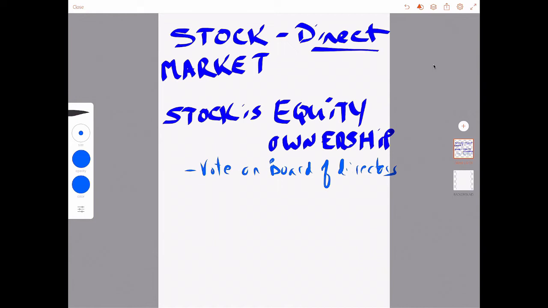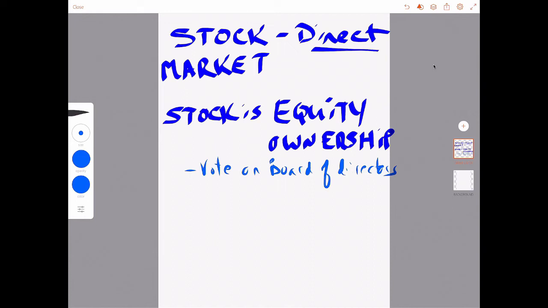But it's important to understand that your vote is only as good as how many shares of stock you own. Because it's not one person, one vote. It's one share of stock, one vote. And 2 shares of stock, 2 votes. So the more stock you own, the more votes you have.